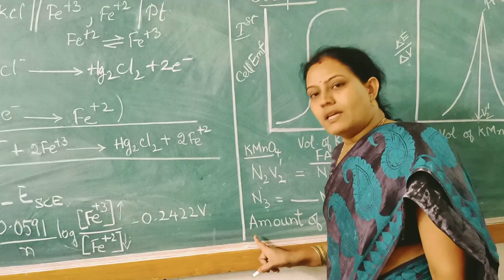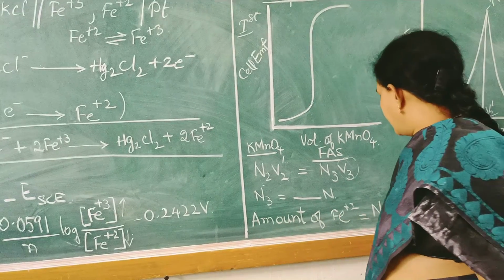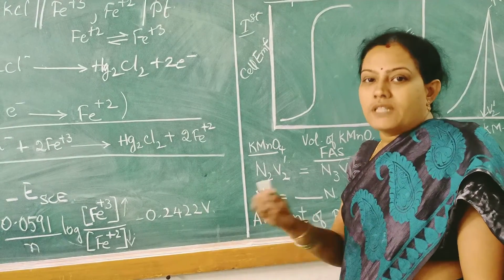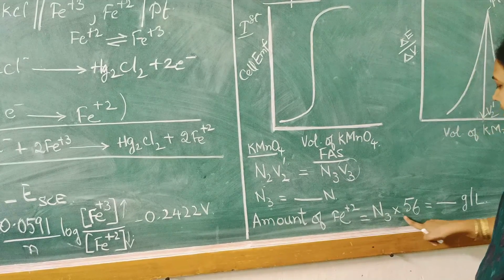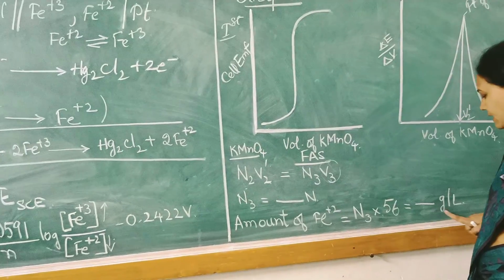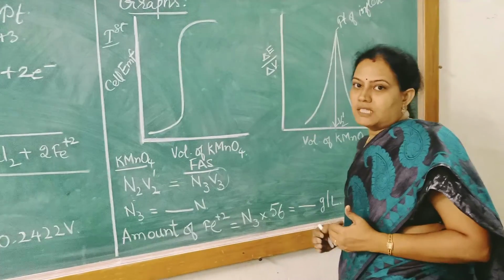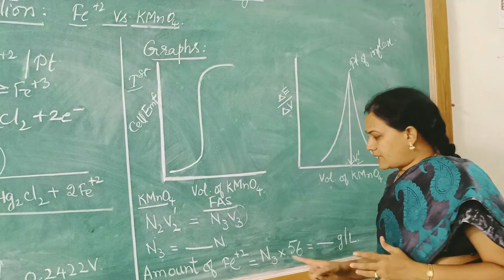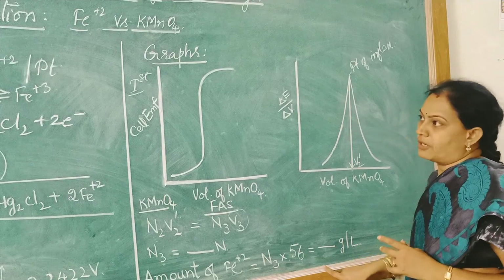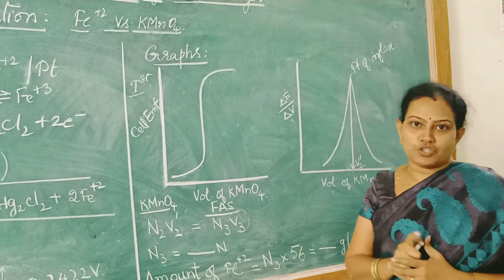Then we calculate the amount of ferrous by taking N3 into 56, where 56 is the gram equivalent weight of ferrous. So we get the amount in grams per liter. So this is how we proceed with the principle and procedure of the reaction. We are able to calculate the amount of ferrous by performing a simple redox titration using the potentiometer.